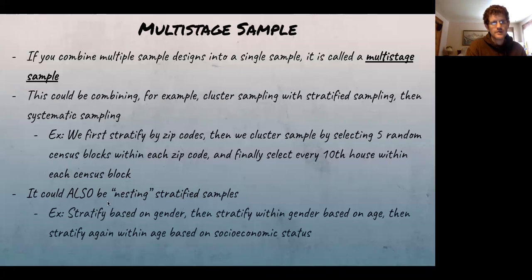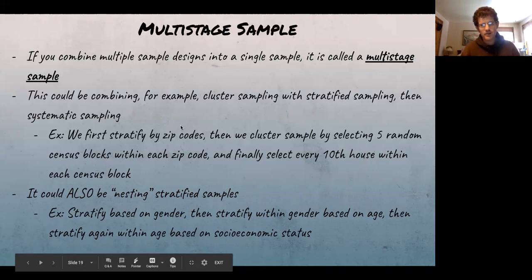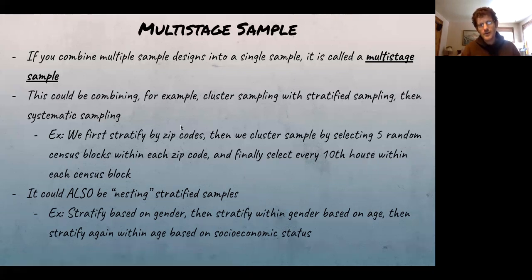So here's also nesting, all right? If you want to stratify based on gender, then stratify within that based on age, and then stratify within age based on socioeconomic status. You can have a lot of different stratifications happening nested inside the other. All right, so I'm going to pause right there because I'm saying a lot of terms. Are there any questions? Is there any confusion right now?